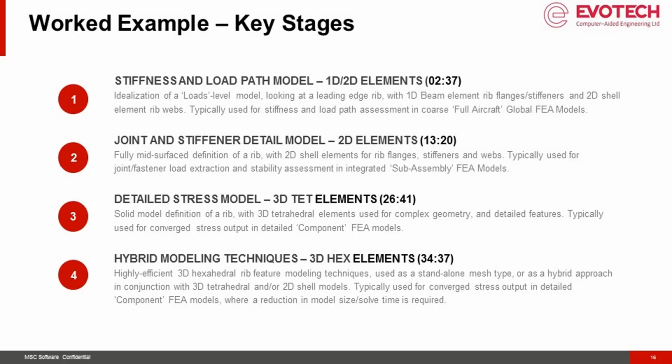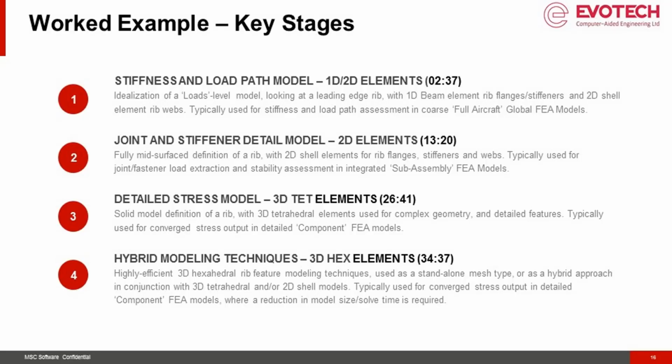Stage 2 will then involve a joint and stiffener detailed model using 2D elements, and this will include a full mid-surface definition of a rib with 2D shell elements for ribs, rib flanges, stiffeners and webs, typically used for joint fastener load extraction and stability assessment in integrated subassembly FEA models.